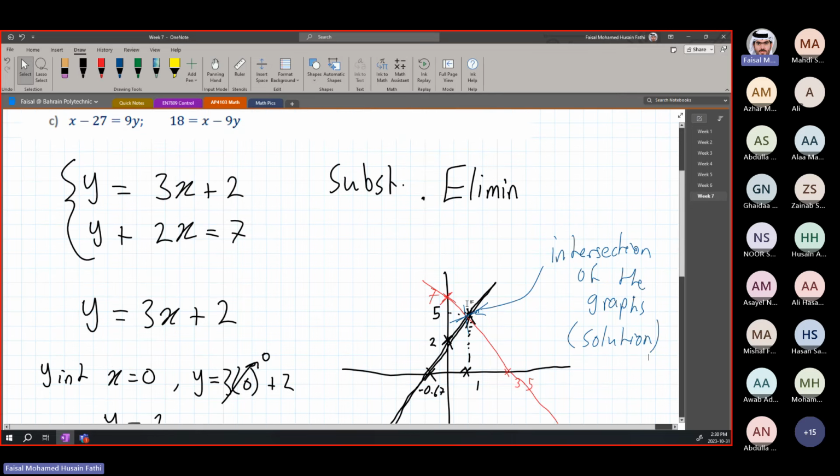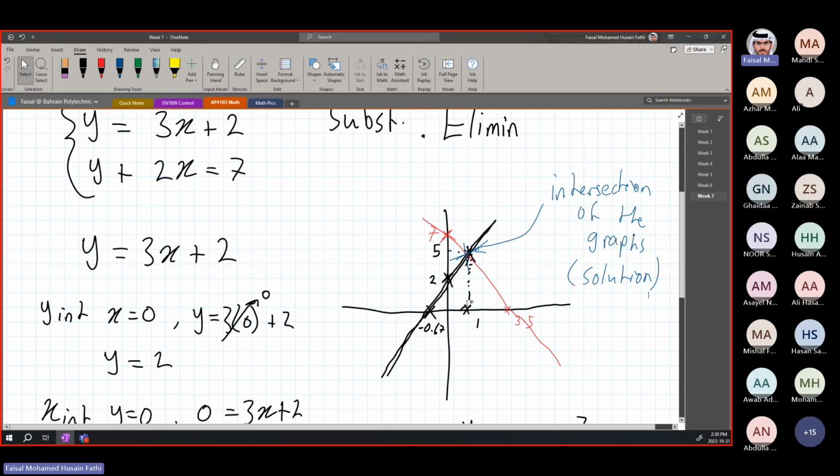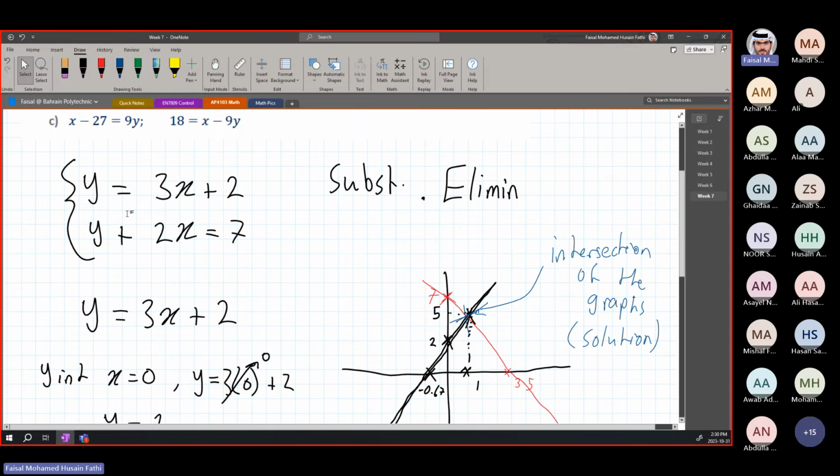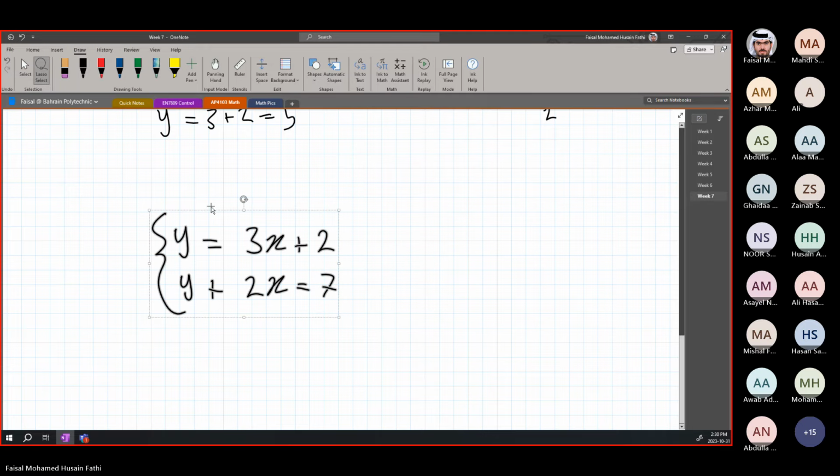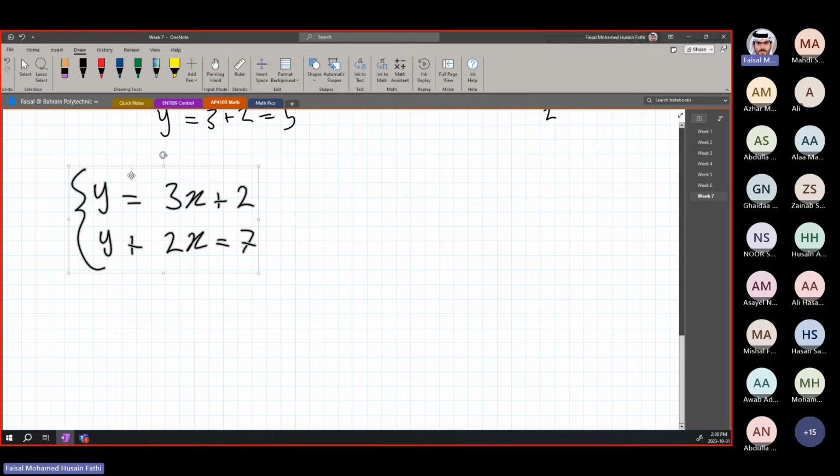But what if the question says, without graphing, find the solution of this graph. Okay? So how will we do this? We will solve the simultaneous equation. So now to solve the simultaneous equation, like I said, there are 2 methods. You can use any method, but I will do both methods. I'll start with elimination.